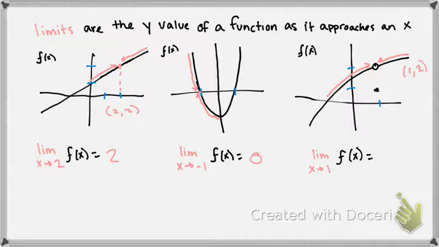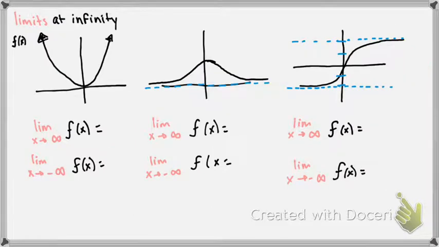So just look at the graph and see as it approaches that point from both sides, that's going to be your limit. So in this case, the limit would be 2. Okay, so now we're going to look at limits at infinity.